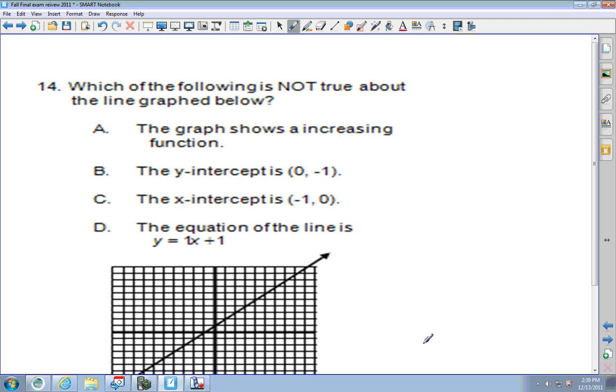Next, it says which of the following is not true about the line graph below. The first thing says that this shows an increasing function. Well, from left to right, what's my line doing? My line is going up. So if it's going up, it's increasing. So this is correct. I'm looking to see what is not true.